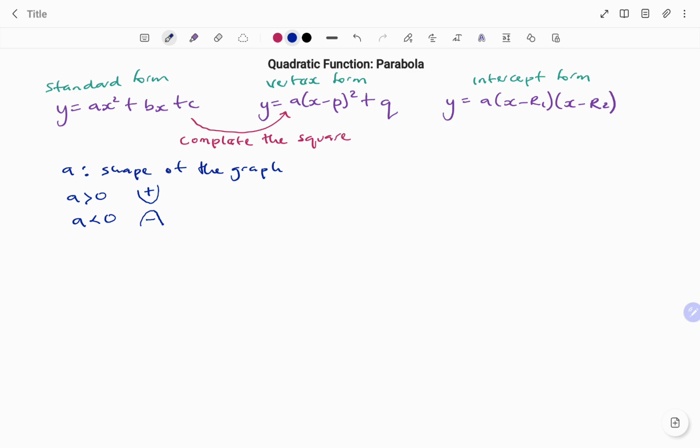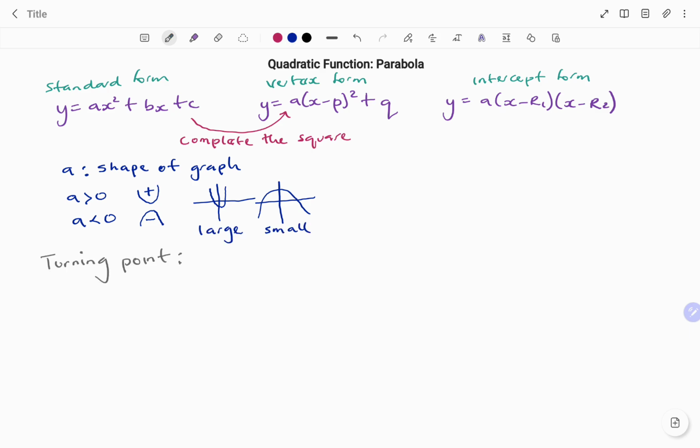Also, the value of a determines the vertical stretch factor. That is, if a is a large number, you're going to be having your parabola close to the y-axis. If the value of a is small, you're going to be having the ends of your parabola further away from your y-axis.